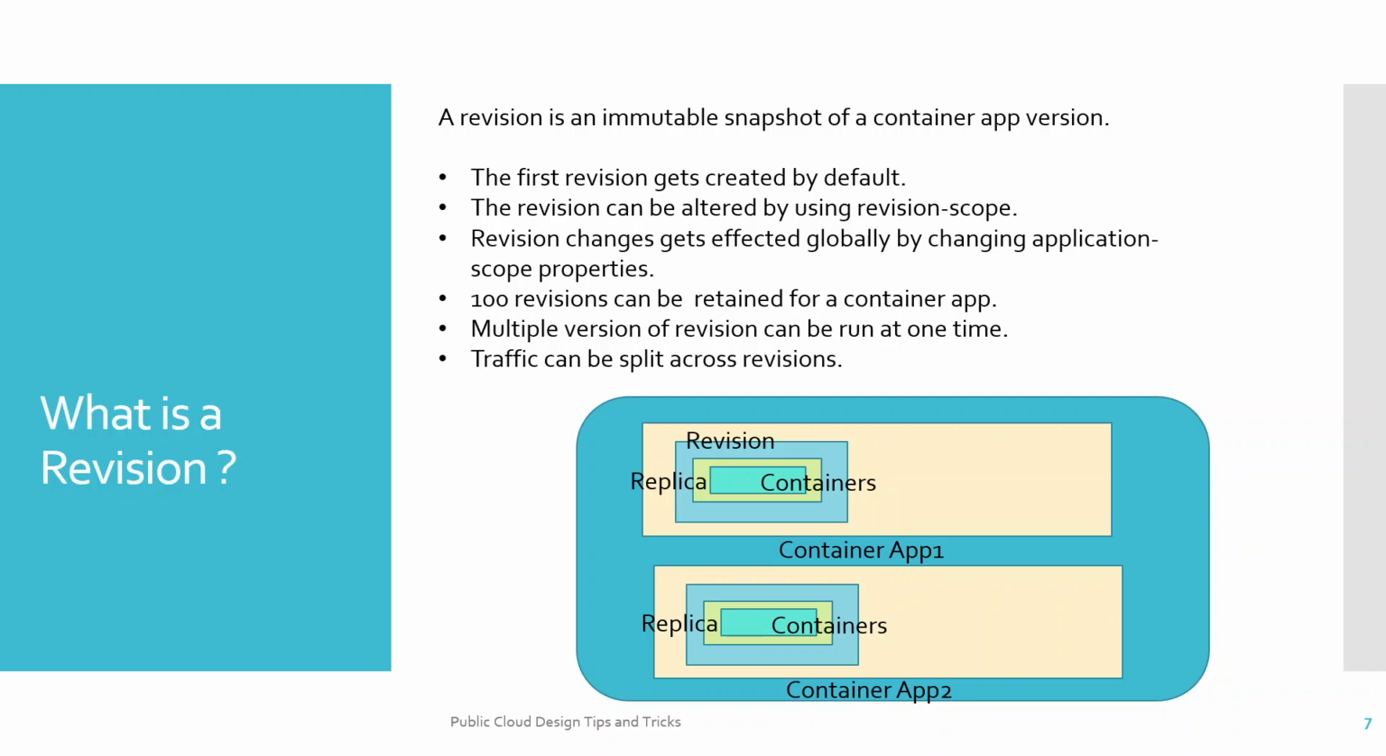And you can also split the consumer traffic across the revisions based on your requirement. For example, if you want a blue-green kind of deployment scenario, then you can very well split the traffic between the blue and green revisions.